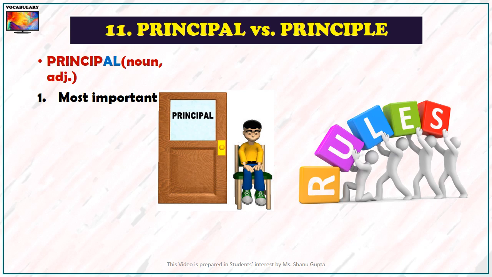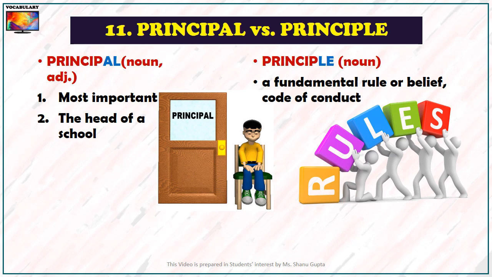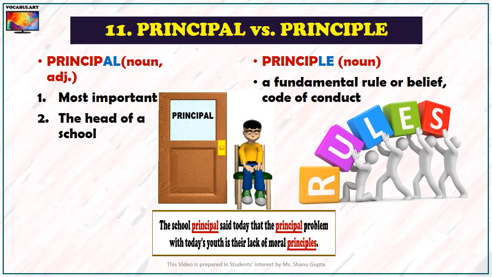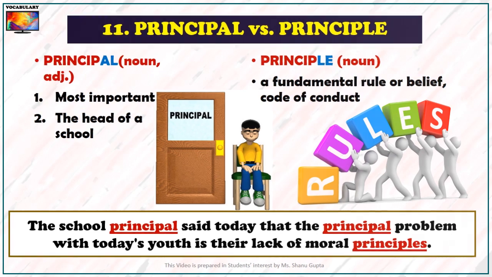The word principal can also denote the most important or senior person in an organization such as a school. The other principle, the one that ends in LE, means a fundamental rule or belief, a code of conduct. Like I can say that everybody has a certain set of rules and principles that he or she abides by. One sentence to make this difference clear would be, the school principal said today that the principal or most important problem with today's youth is their lack of moral principles.